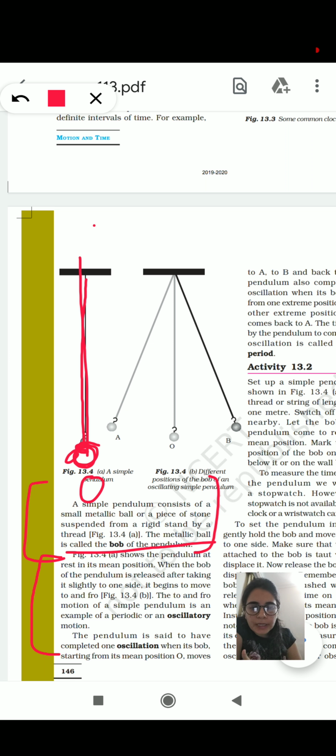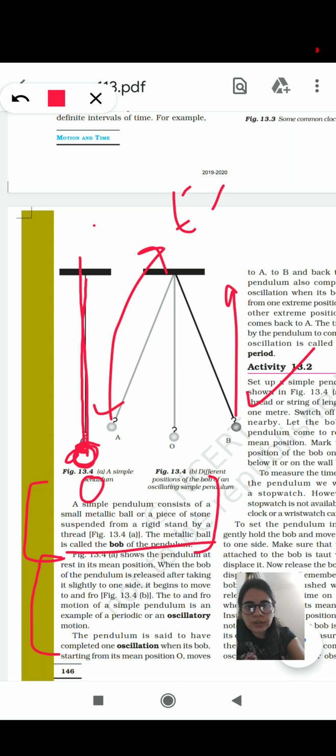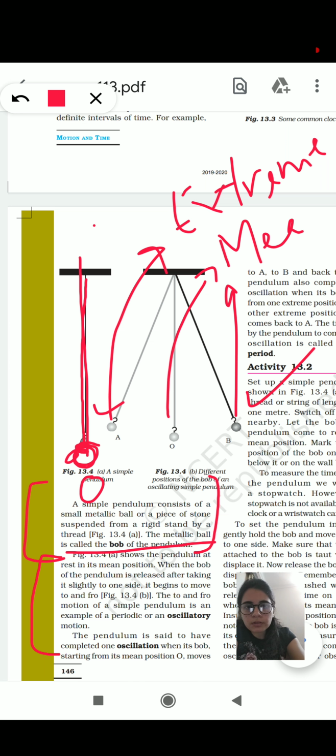When the bob of the pendulum is released, when you give it a bit of push or pull, you will see the bob go into to and fro motion. Then the maximum distance it can travel to my left will be A. Let us suppose this, and the maximum distance it can travel to my right is B. Then A and B are called extreme positions, and position O is called the mean position.